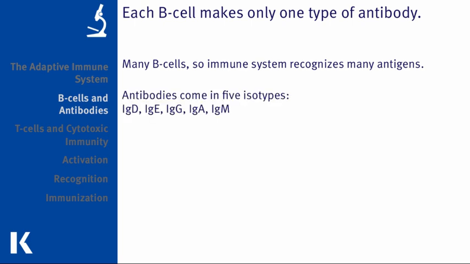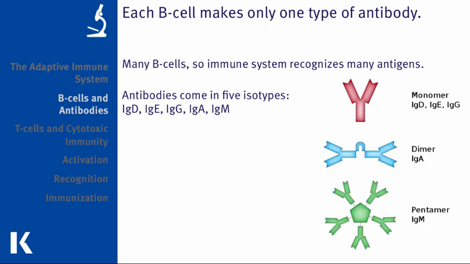While each antibody is different, they do come in one of 5 categories of isotype, including D, E, G, A, and M. Depending on which isotype an antibody is, it has a different shape. D, E, and G are monomers, while A is a dimer. M is a pentamer, which can be recalled on test day by remembering that M stands for many.